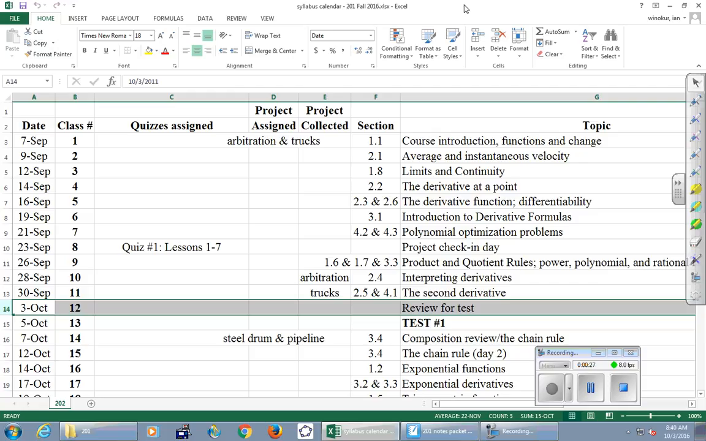Right after the test, Friday this week, I will hand you 2 brand new projects, but you don't need to worry about those right now. Everything that you're doing should be focused on preparing for Wednesday's test. Questions on the calendar?